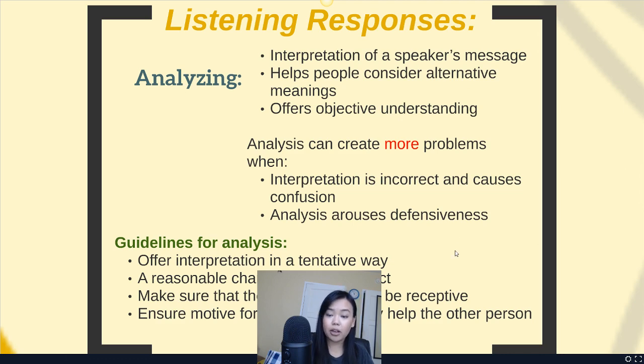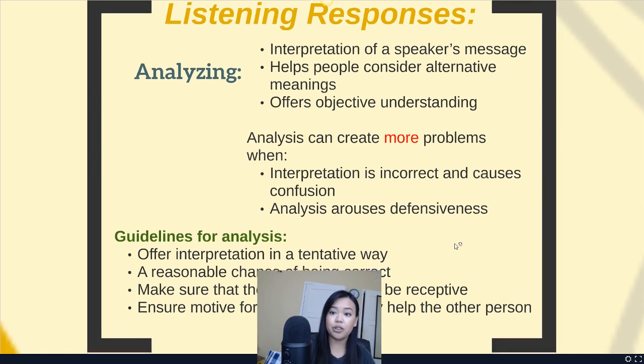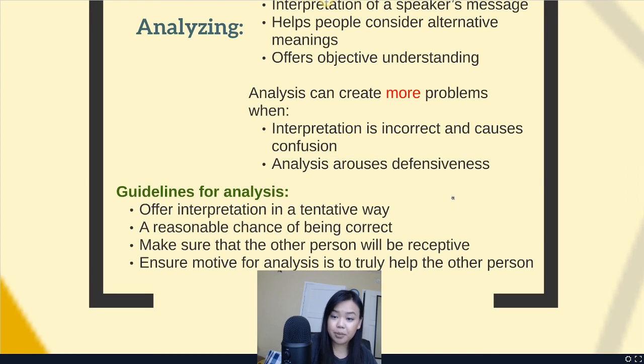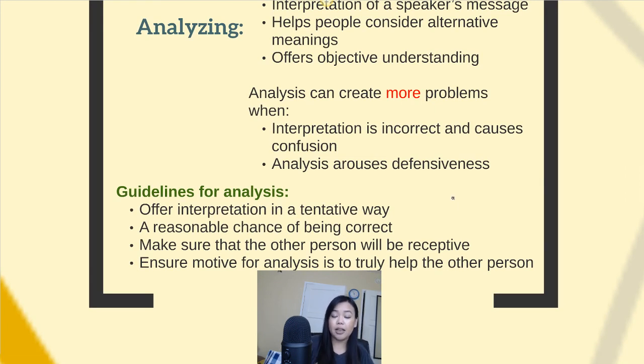And so when you are practicing analysis, where you're trying to understand someone's message, provide some sort of interpretation of their message, what you want to do is offer that interpretation in a tentative way, meaning that you don't say, I know for a fact this is what you said. You want to say something like, I think this is what you said. I think this is what you meant. This is how I understood your message. That's a better way to offer it tentatively, not absolutely as if you know you're 100% right.